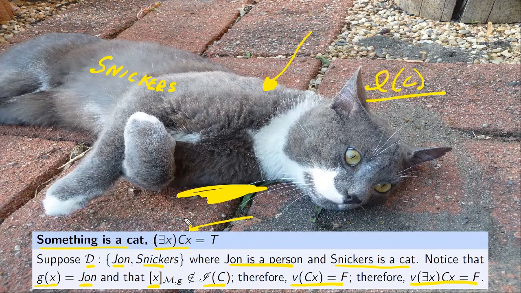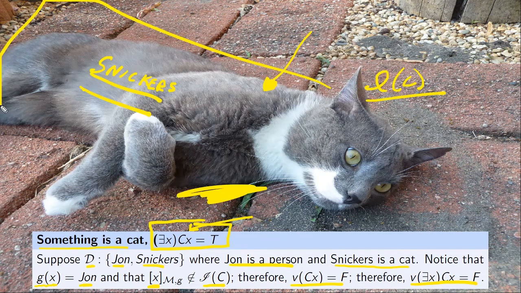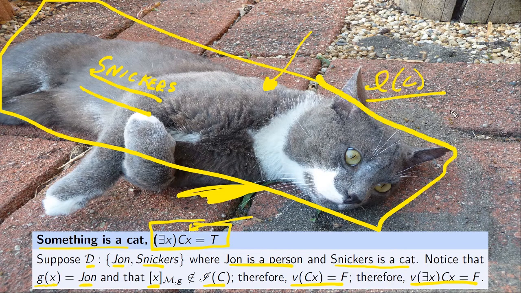But this gets us the wrong result because remember, we see that Snickers right here, this object, this stray cat that is unnamed, is in the interpretation of cats. And so ∃xCx, something is a cat, is true. So this initial approach gets us the wrong result, and so we'll need to make some sort of revision in order to fix this issue.